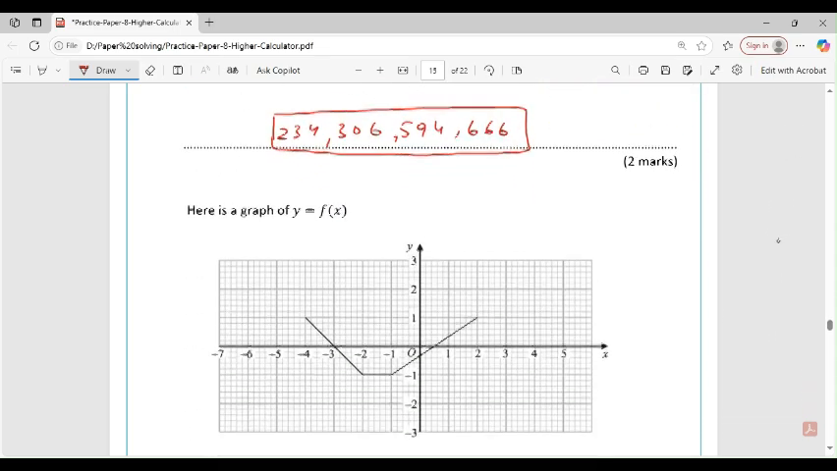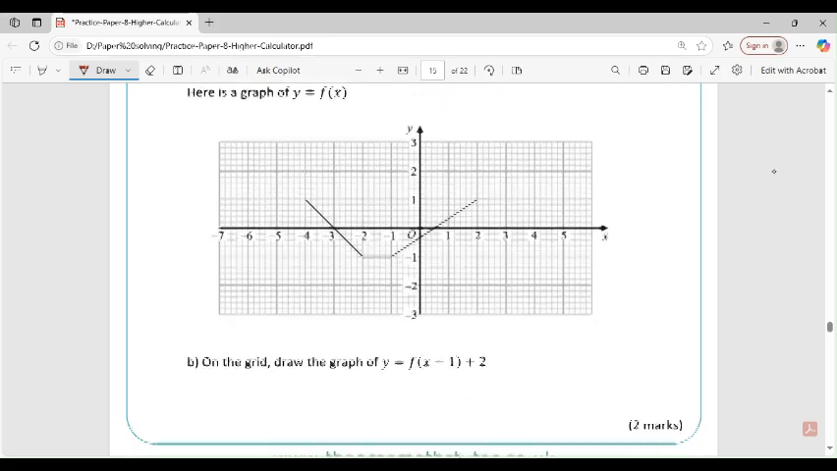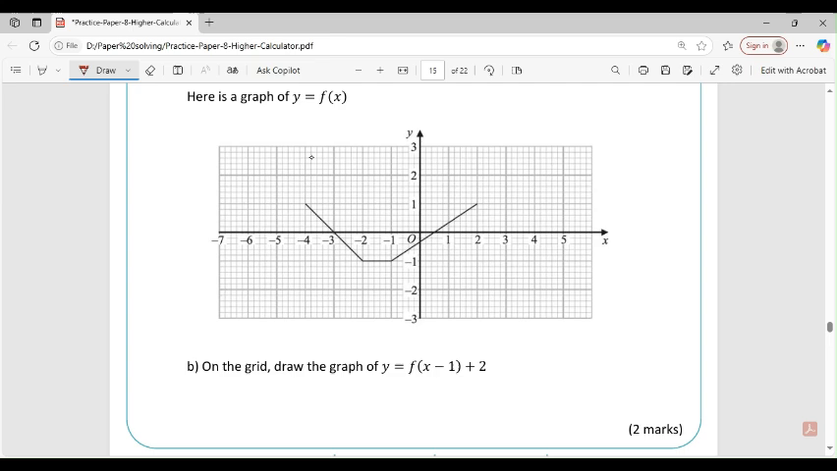Now moving on to the next part of the question. In here you can see the graph of y equals f(x) is already given. On the grid, draw the graph of y equals f(x minus 1) plus 2. That means each point is going to go 1 to the right and 2 up. That means this point is going to go 1 point over here from 2 to 3 and 2 points up. So this is going to be the first point.